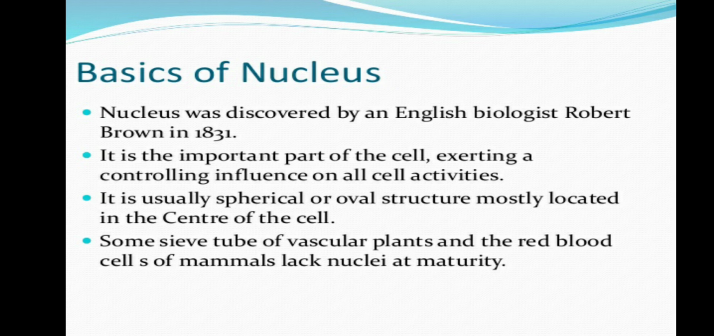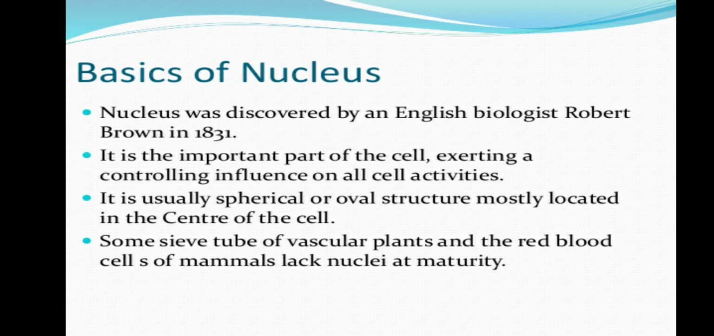Some cells lack a nucleus. For example, mature RBCs, the red blood cells present in our body. Mammalian RBCs do not have a nucleus at maturity. The same happens with sieve tubes. Sieve tubes are a type of cell present in plants.